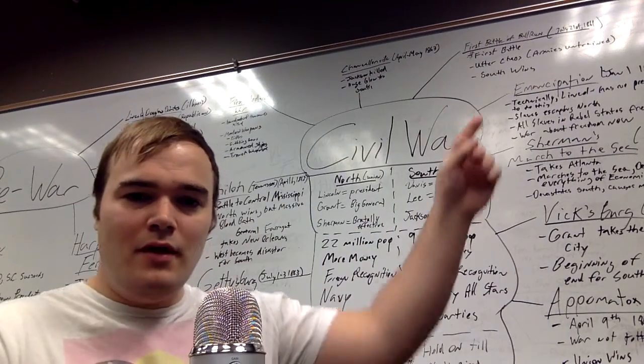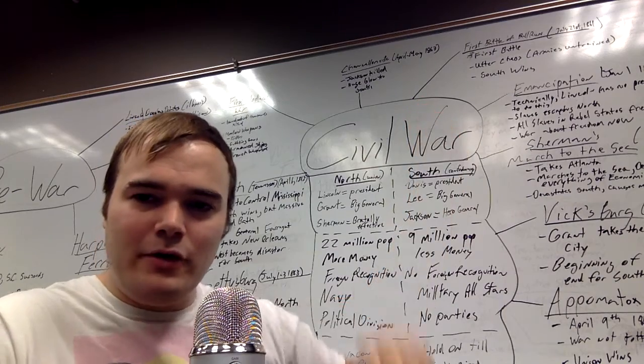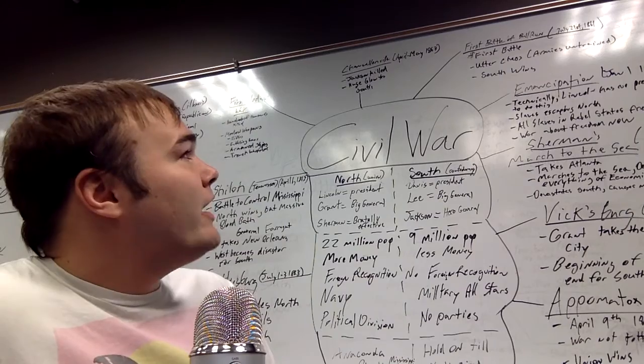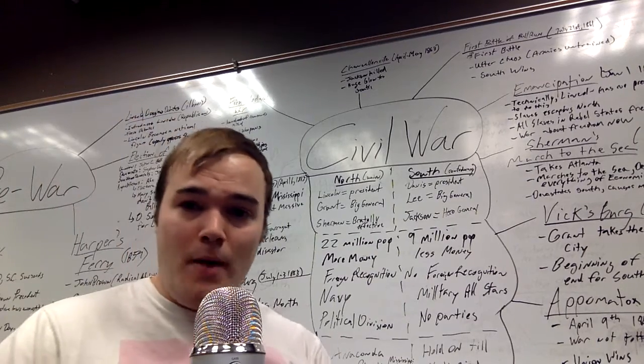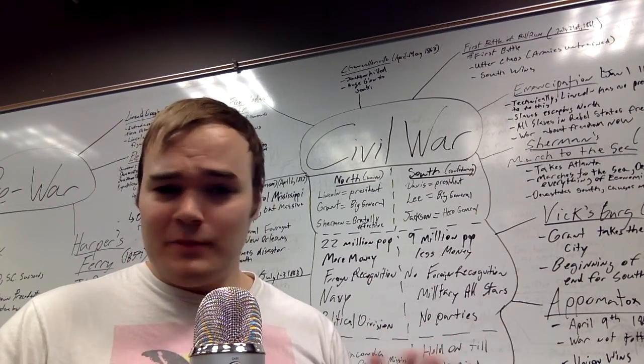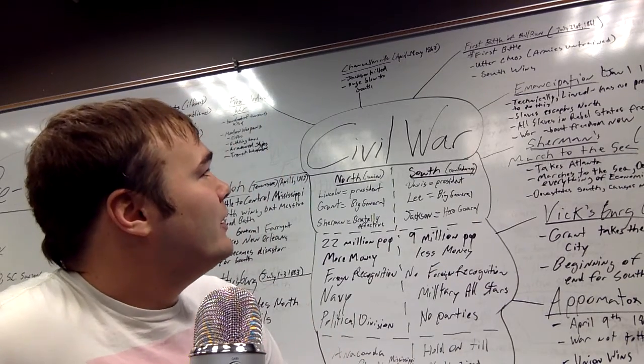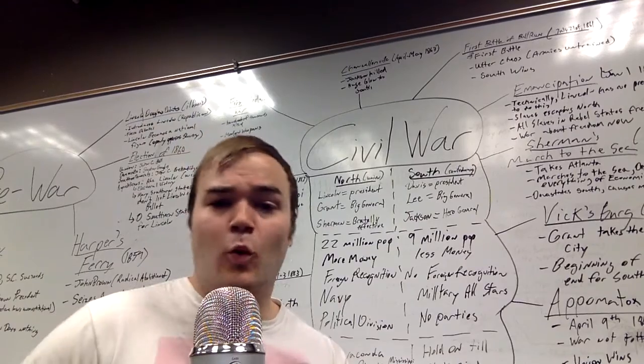Okay. See up there? First Battle of Bull Run. It's going to be the first battle in the war. That's going to be July 21st, 1861. Don't worry about the dates. I'm just telling those to you so you have a general timeline of what's going on. But it's going to be the first battle of the Civil War.